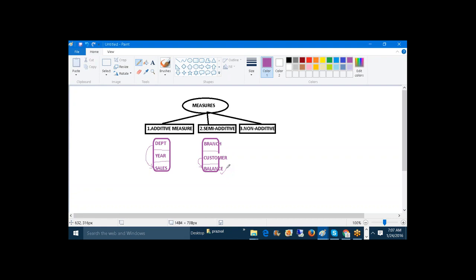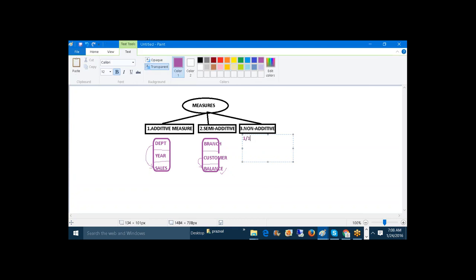And next, number 3, non-additive. What about the non-additive measure? If the measure is not supporting any aggregations to give meaningful outputs, then such a kind of measure is known as the non-additive measure. So what are the examples? All the irrational values like 1 by 10,000 or 1 by some value like this, and decimal values like 0.0001, and the percentage values, they come under the non-additive.